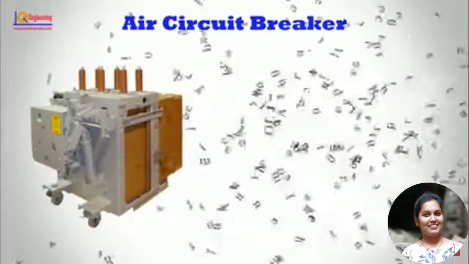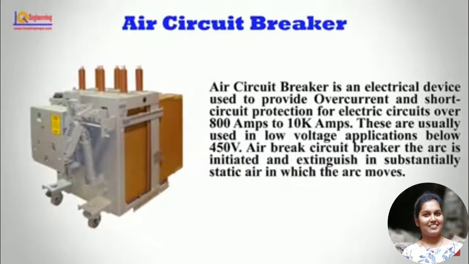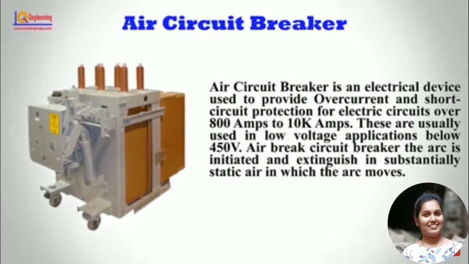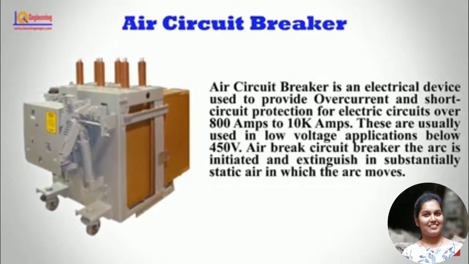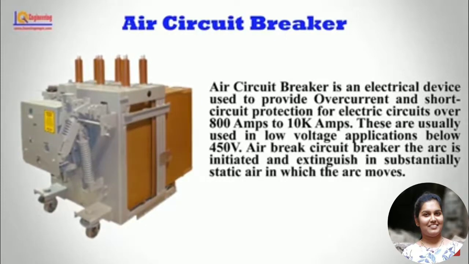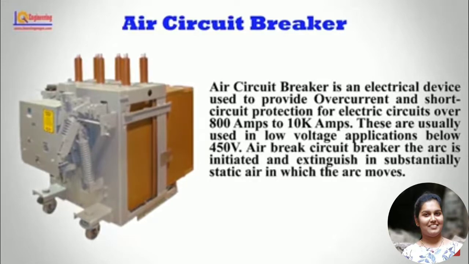Air circuit breaker. Air circuit breaker is an electrical device used to provide overcurrent and short circuit protection for electric circuits over 800 amps to 10k amps. These are usually used in low voltage applications below 450 V. In an air circuit breaker, the arc is initiated and extinguished in substantially static air in which the arc moves.